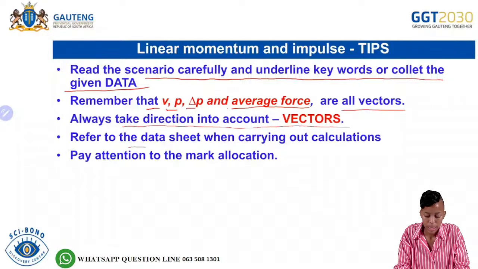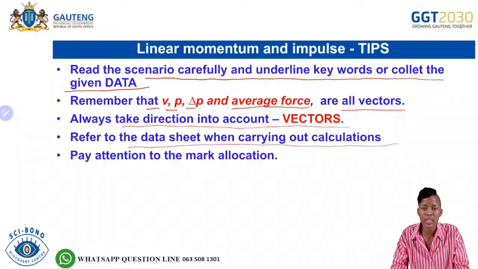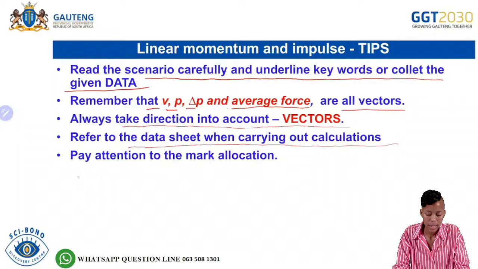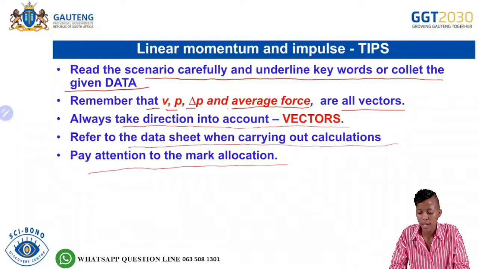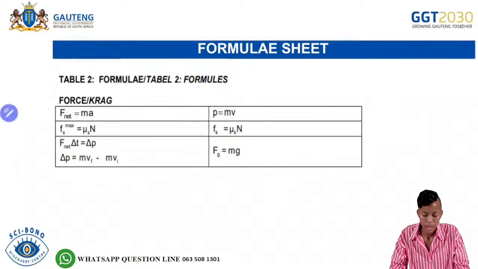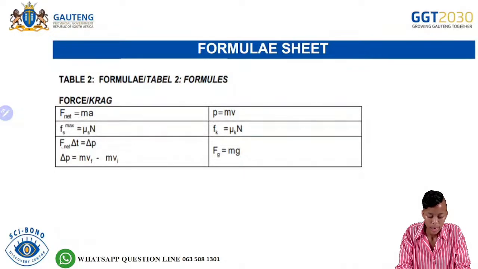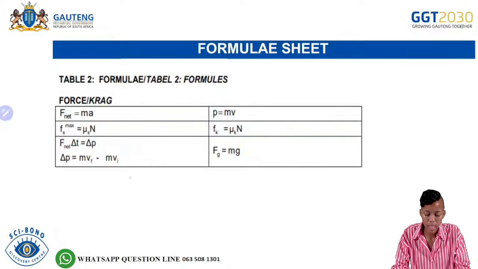Then we need to refer to the data sheet when carrying out the calculations. So remember, the data sheet will be given to you during the examinations. So you need to make sure that you know the relevant formulas that you need to use for whichever topic that you are dealing with. And then it says here you need to pay attention to the mark allocation. Okay, then in terms of the formula sheet, or the data sheet that will be given to you, and the identification of which formulas to use.